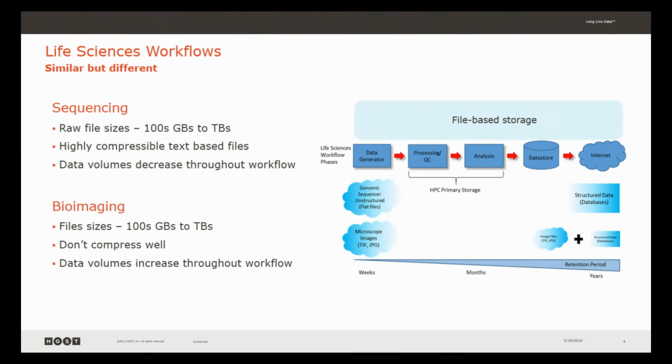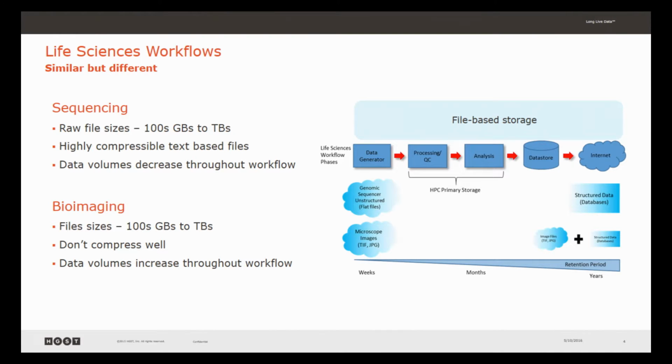But when we look at the workflows, they're similar in many respects, but there are also a lot of differences. For example, in sequencing, we have large files, especially the raw data that's coming off the sequencers, but that's processed over the workflow, and it goes from a very unstructured text format, which is very compressible, down to a more structured format as it goes through the workflow and is processed. And of course, the data sizes of BAM and VCF files we know are considerably smaller.